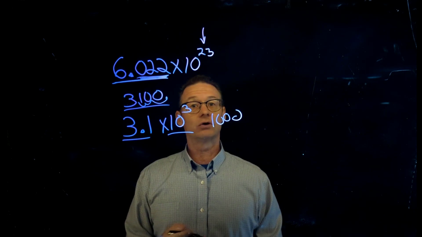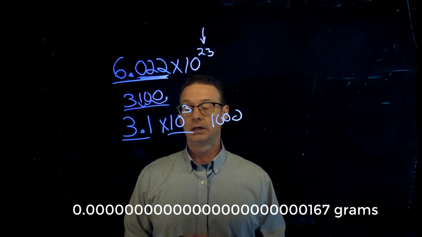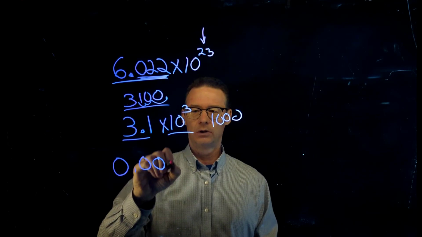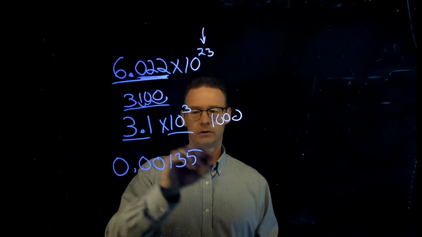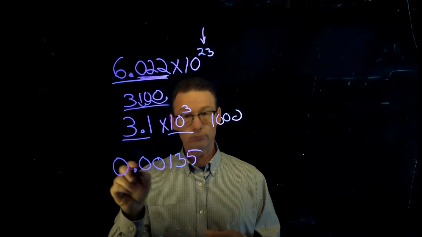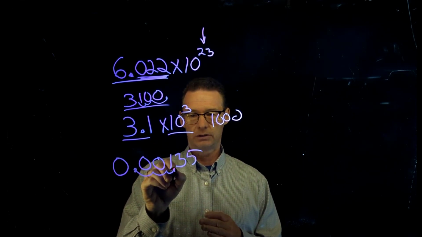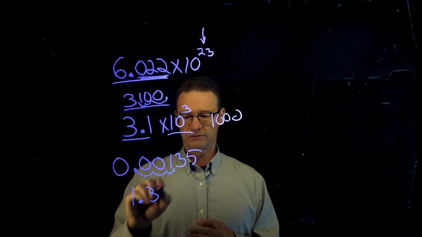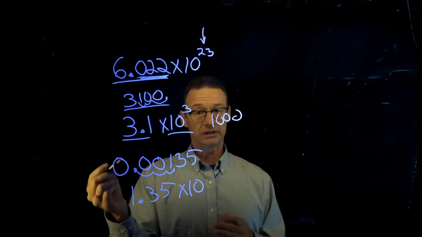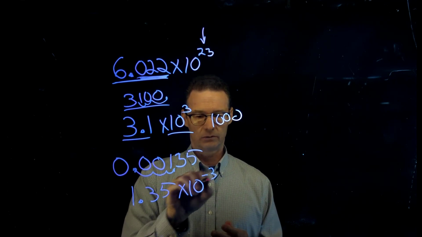Okay? Now, just to look at an example of what we do with the decimals, like the number of grams of a single atom, let's take a slightly simpler number like 0.00135. Okay? In order to get this into scientific notation, I have to shift this decimal point until there's one digit to the left. So that means 1, 2, 3. That would be 1.35 times 10. I moved it 3 times, but because I moved it in this direction, because I started with a number that was less than 1, I make it a negative 3.